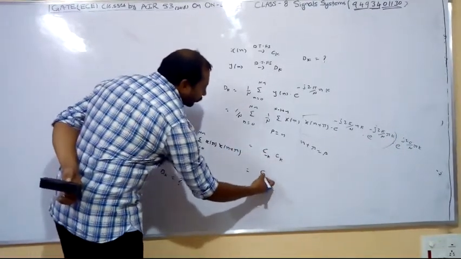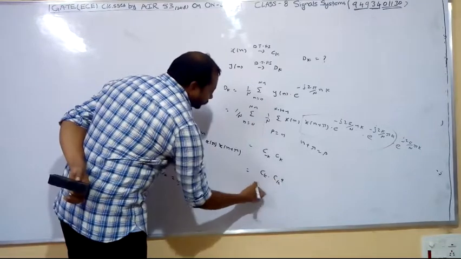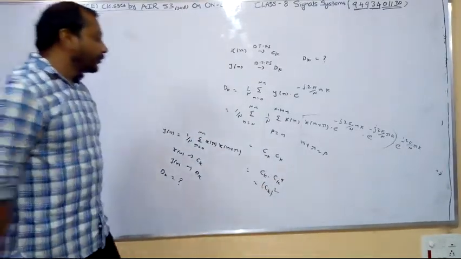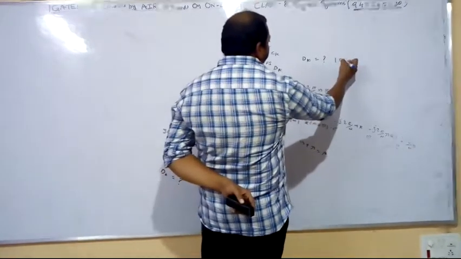So this value is equal to ck into ck star, which is equal to magnitude of ck whole square.